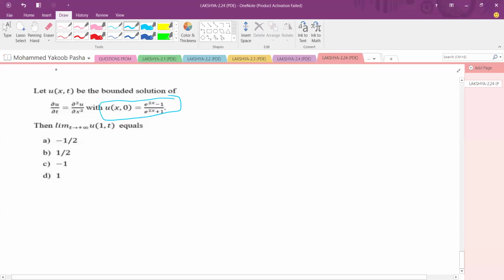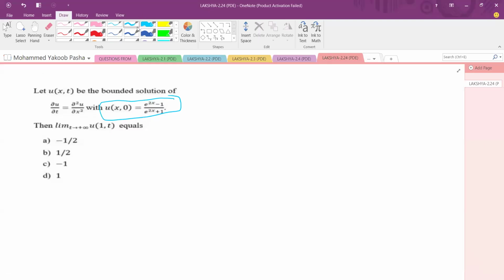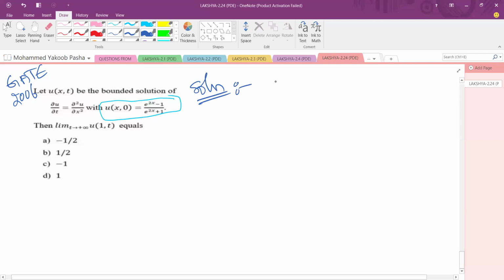This is a GATE 2006 problem. Now, first I am taking the c value. What is my c here? c is equal to 1. Then write the initial condition. Initial condition is u of x comma 0 is equal to e power 2x minus 1 by e power 2x plus 1. It is not in the form of sin nx or cos nx.